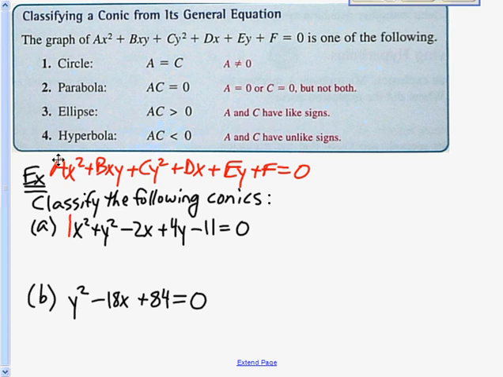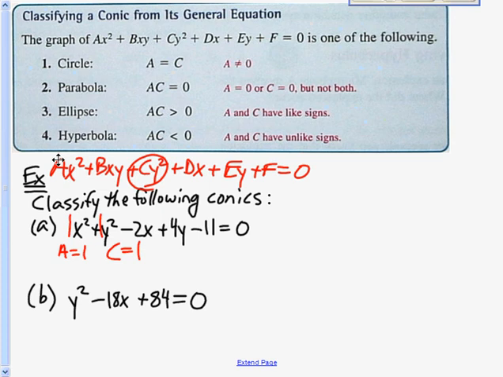You notice A is the coefficient of x squared, so A is 1. And what's C? Well, I'm looking for the y squared term. There's the y squared term. What's the coefficient in front? C is 1. So A is 1 and C is 1. Now you're probably looking at this number 1 and thinking, well, a circle is when A equals C.